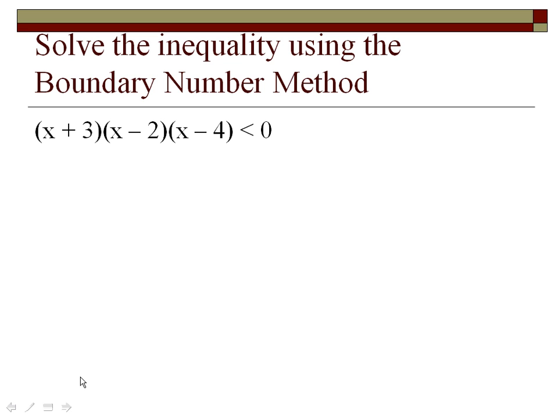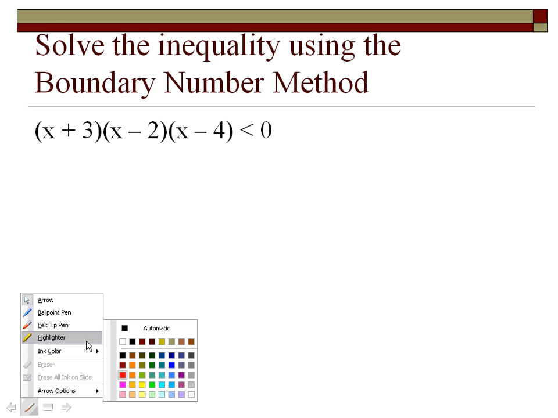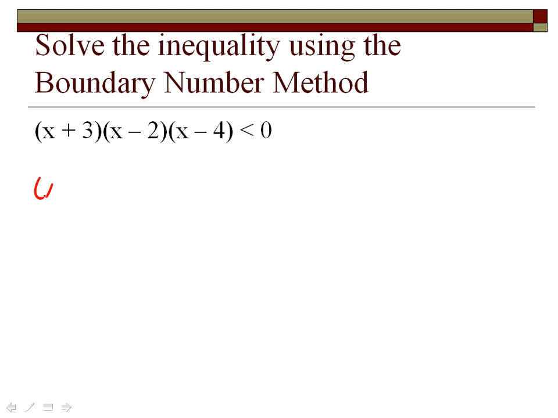Really the focus of this material for you is going to be to solve one that's already been factored, so you don't really have to do anything to the problem except set those factors equal to 0. So when we solve the inequality using the boundary number method, if you recall that was the method we used to solve quadratic inequalities, the first thing that you do is start by solving the equation. So we would solve x plus 3 times x minus 2 times x minus 4 is equal to 0. Well, it's factored, so we just set those factors equal to 0 and solve.